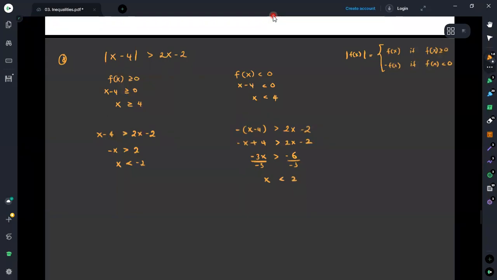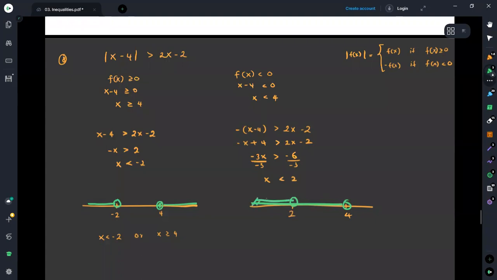Therefore, to find out the first region, we can take these two inequalities. Here it says that the region is x less than minus 2 and x is greater than or equal to 4. Therefore, the first region would be x greater than or equal to 4 and x less than minus 2. In the second region, we can write it as x less than 4 and x less than 2. It is x less than 2, therefore the intersection region is taken.